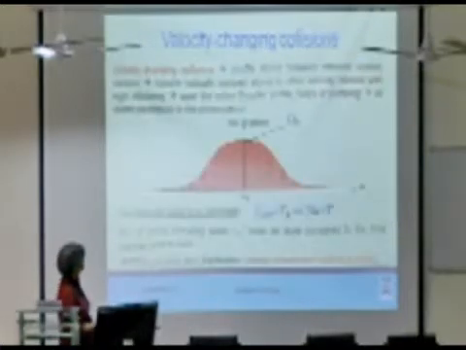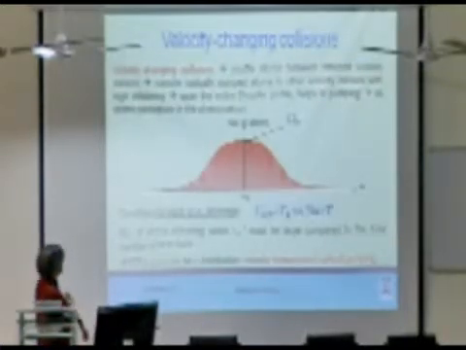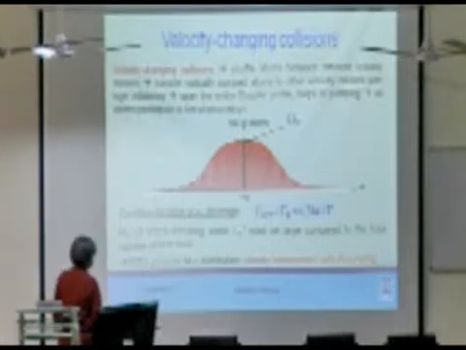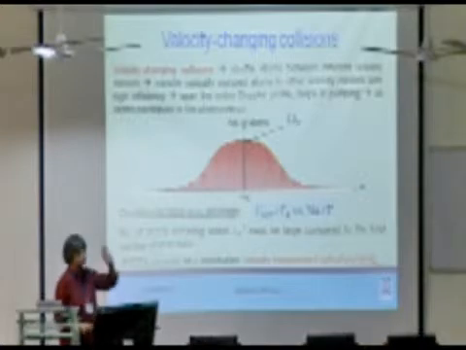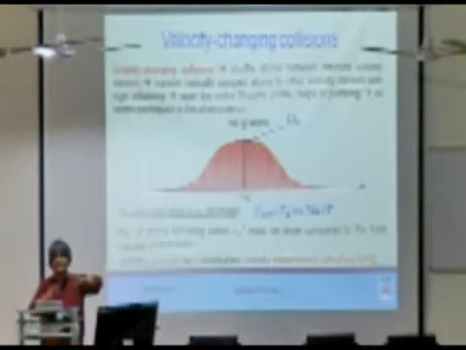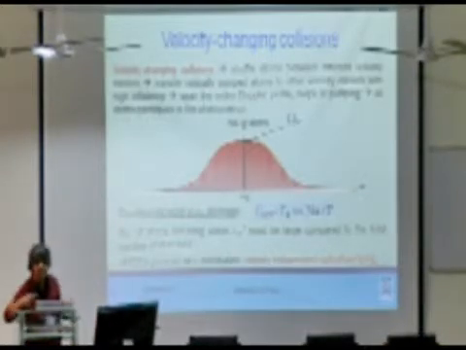good thing. The second point that I have made is that if you have velocity changing collisions, this is what I was talking about, you have a Doppler profile, that is, you can think of the width of the upper level to be really broad. It's like 1 gigahertz broad.